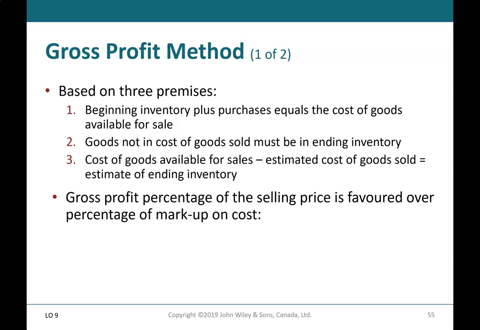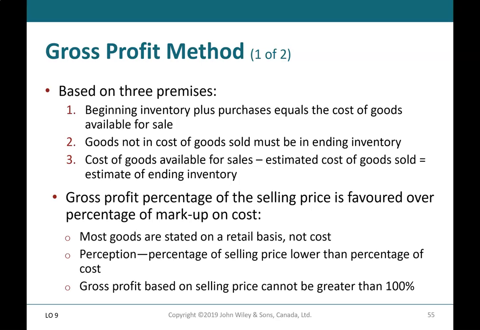Gross profit percentage of the selling price is favored over percentage of markup on cost. Most goods are stated on a retail basis, not cost. Perception: percentage of selling price is lower than the percentage of cost. Gross profit based on selling price cannot be greater than 100%.